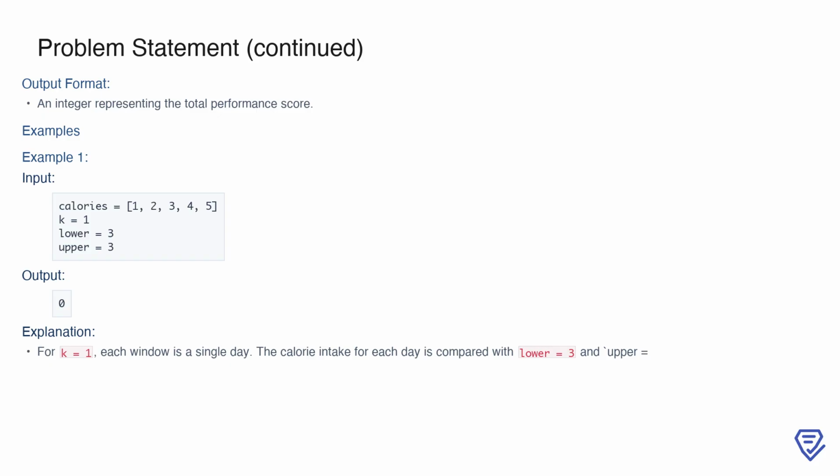The output for the problem is a single integer representing the total performance score. For instance, consider the first example where the calorie intake for each day is 1, 2, 3, 4, 5, the window size k is 1, and both the lower and upper thresholds are set to 3. Here, since k is 1, we evaluate each day's calorie intake individually. Depending on whether the calorie value is less than, greater than, or equal to the threshold, the score is updated accordingly. We'll calculate the total score over all days in this example.